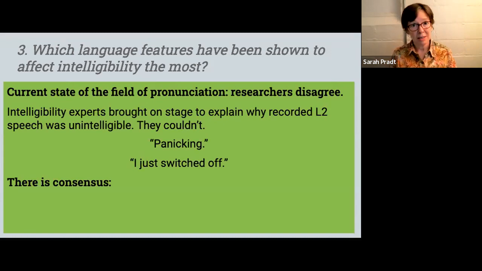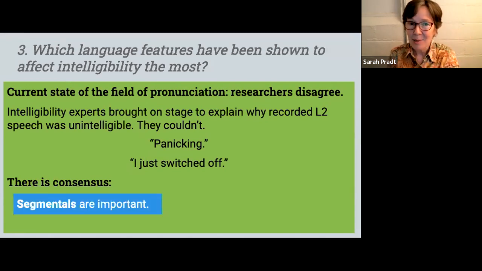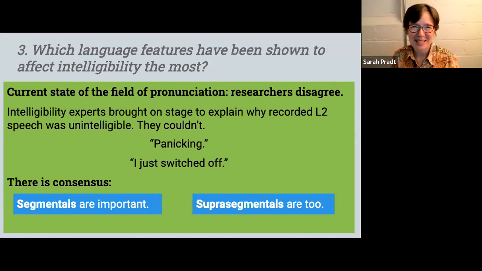So there is consensus, though. The experts don't agree, but there is a broad consensus, and that is segmentals are important, and so are suprasegmentals. So there is consensus that it's not just one thing or the other.